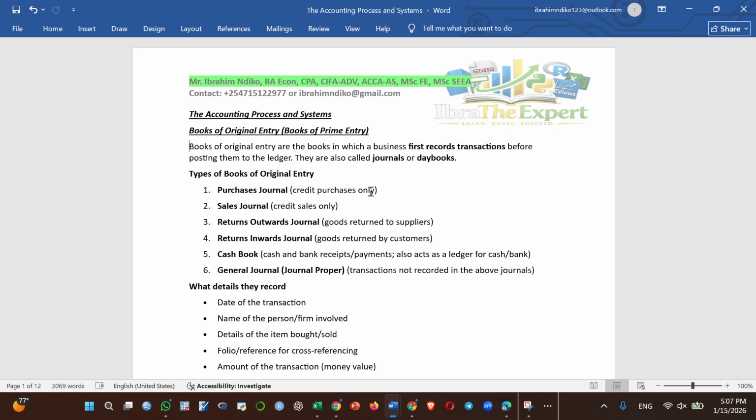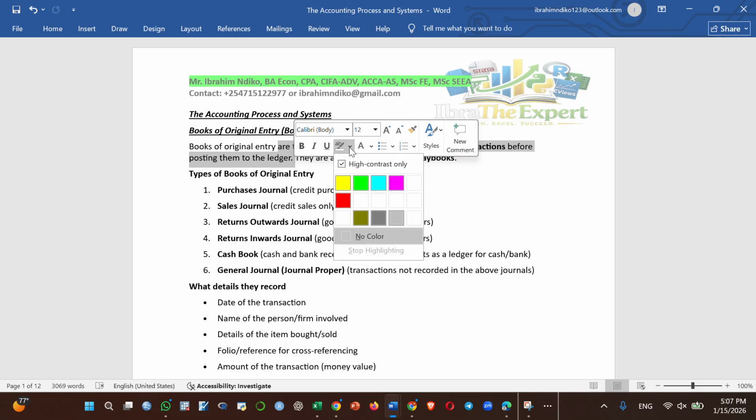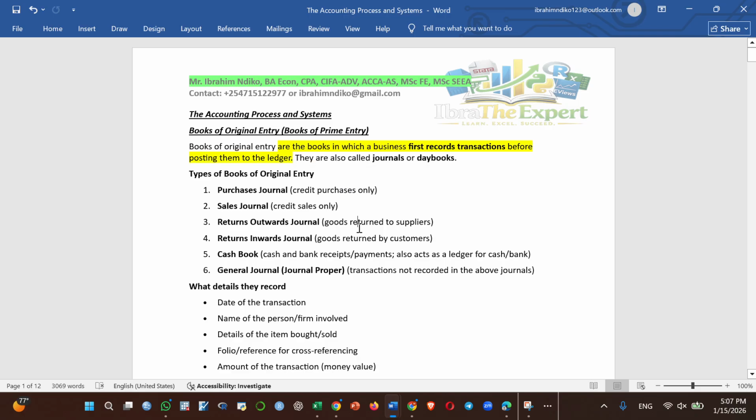So books of original entry are the books in which the business first records transactions before posting them to what? Before posting them to the ledger. They are also called the journals or the day books. So we can call them the journals or the day books. That's some of the types of these original entry books. Let's see some of the types.